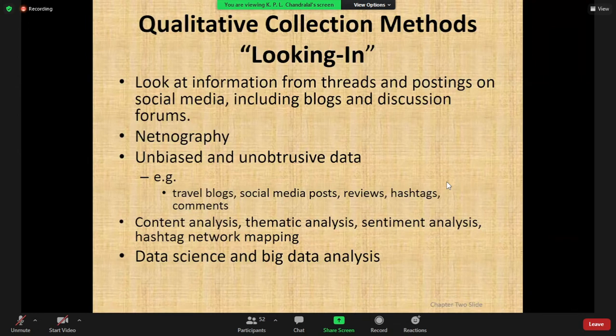So travel blogs, social media polls, reviews, hashtags. We can analyze hashtags, right? We can map hashtags, and we can see important connections, comments likewise. So again, we can use content analysis, thematic analysis, sentiment analysis. That means eventually we try to find overall whether there's a negative or positive feeling about our country, that brand's sentiment analysis. Hashtag network mapping. So that is hashtag we can map using some software.